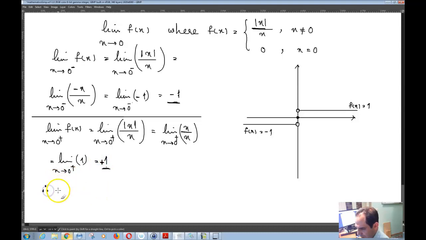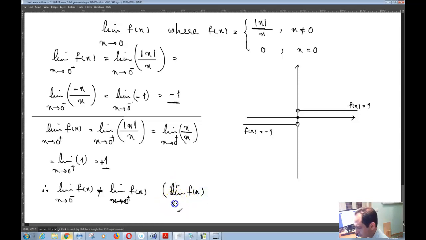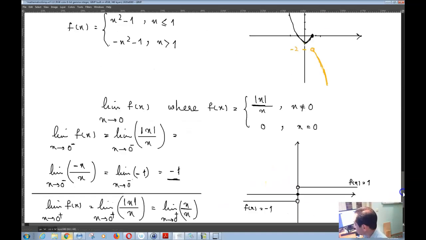And so the limit of f of x when x tends to 0 from the left is not equal to the limit of f of x when x tends to 0 from the right, and so meaning that the limit of f of x when x tends to 0 does not exist. That's basically this exercise over here.